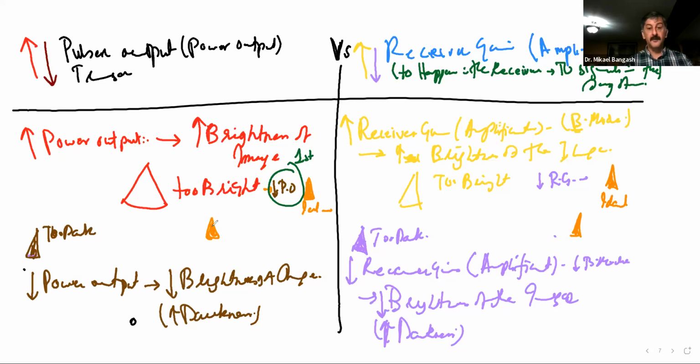There are two things that we could have done. We could increase the power output, if you want to. You could also increase the receiver gain. Because both of these, or either of these, will make the image appear more and more bright.